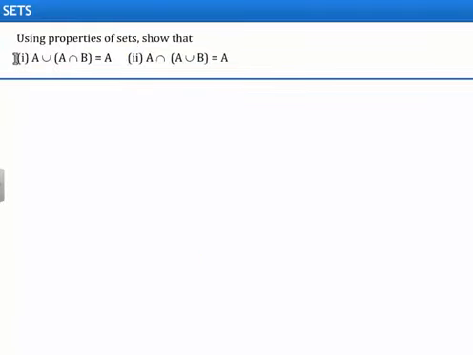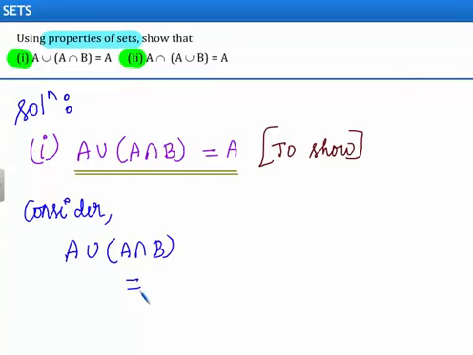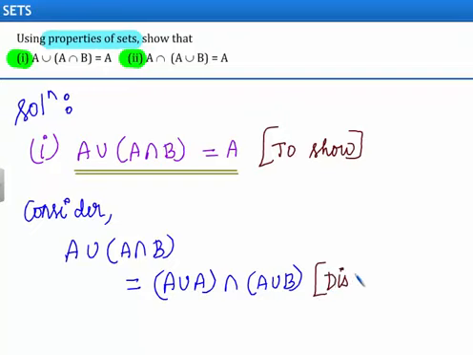In this problem, we need to show the following using the properties of sets. Let us see the solution. In the first part, we need to show A union A intersection B is equal to A. Let us consider A union A intersection B. So this will be equal to A union A intersection A union B. Here we have used distributive law.